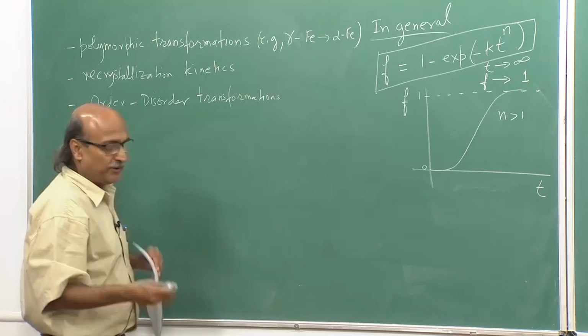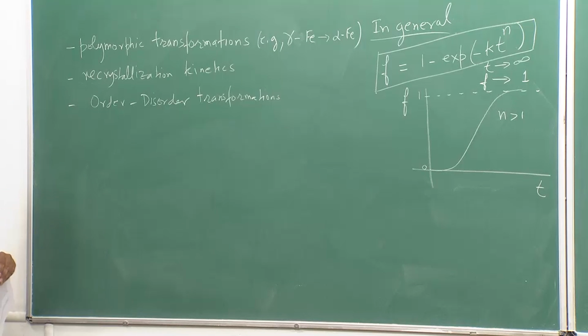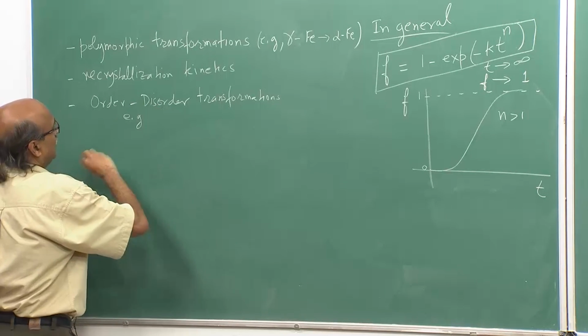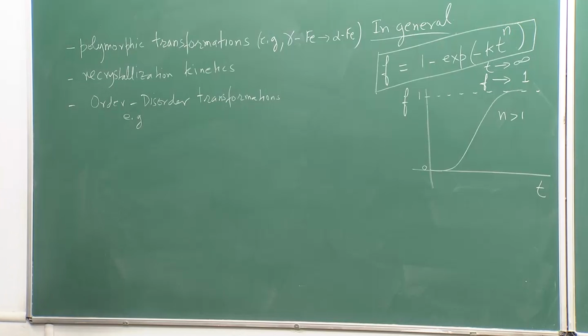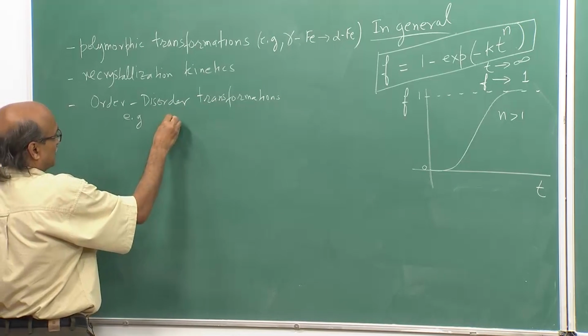Recrystallization kinetics: we deform a material and we anneal it. So, there is recovery, recrystallization and grain growth. So, one can look at the kinetics of those using this relationship. Order disorder transformation, an example of that could be a gold copper alloy, for example. There are other order disorder transformations as well.